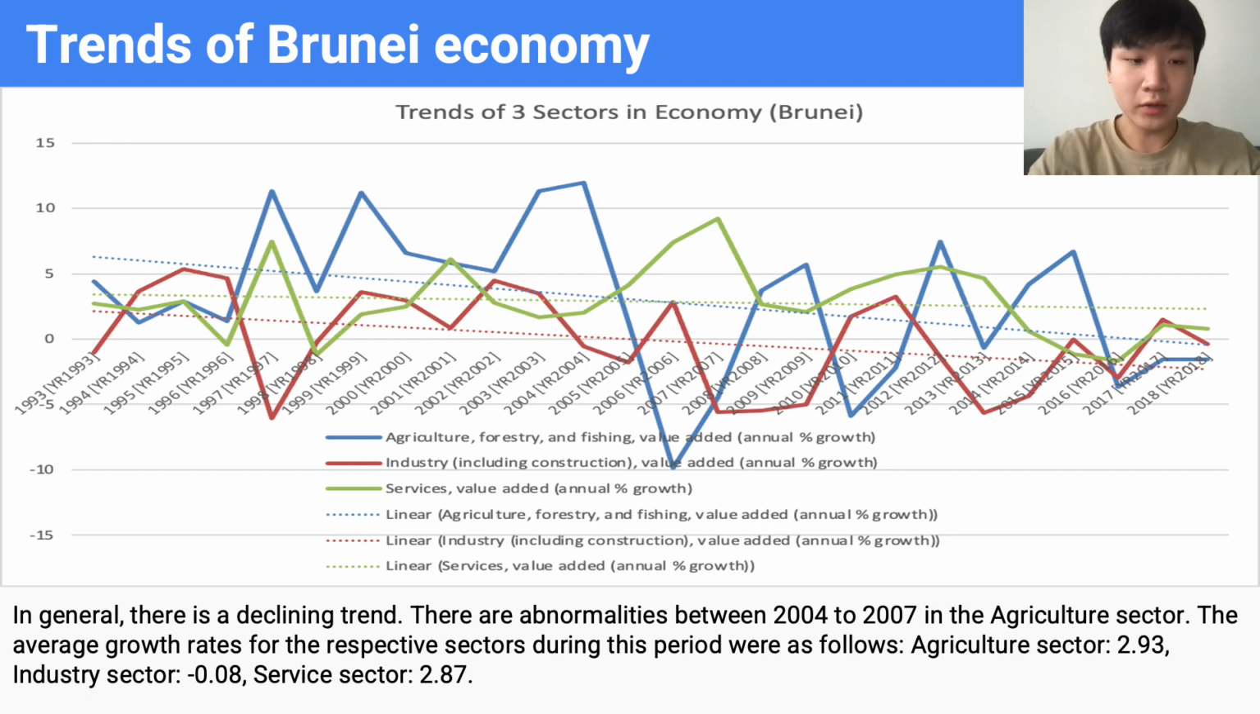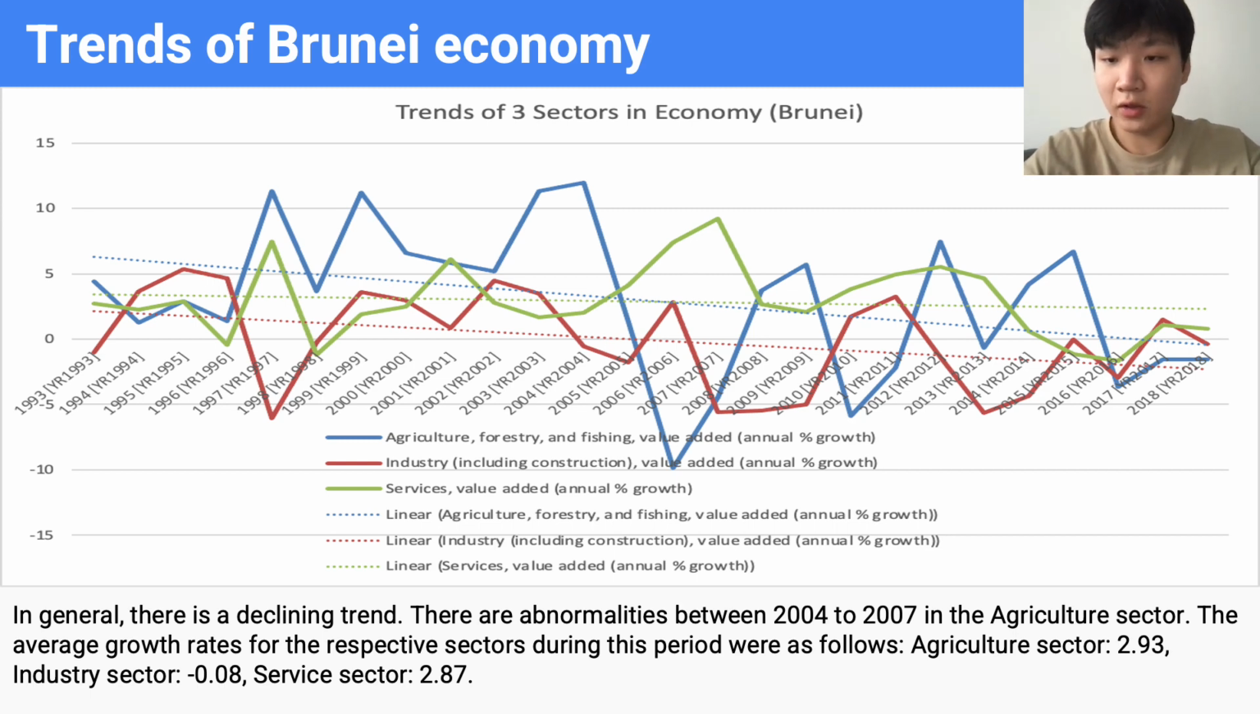Now I'll be discussing the economic trend in Brunei. In general, there is a declining trend. There are anomalies between 2004 and 2007 in the agriculture sector. The average growth rate for the respective sectors during the period was as follows: agriculture sector is negative 0.08 and service sector is 2.87.